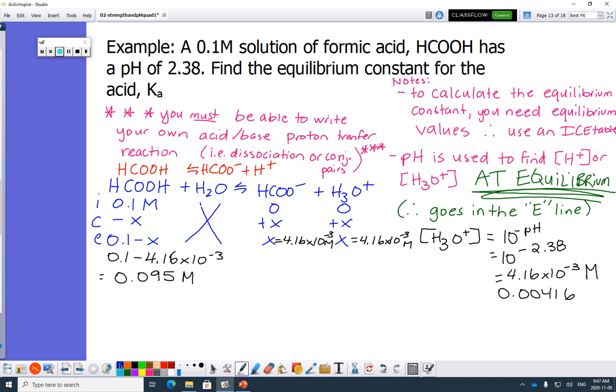Okay, so now we have the equilibrium values, so we can calculate the equilibrium constant. Again, similar to the last section, you have to write it out. You can't just write products over reactants. You can't just plug the numbers in. You need to write the specific substances if you want to get full marks.